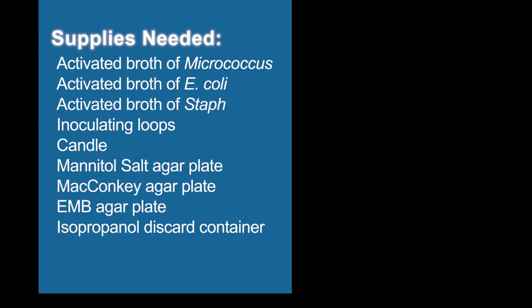And then you're going to need inoculating loops and candles, since you're going to be opening and closing glass tubes. We're going to be flaming the mouths of those tubes. And the 3 different types of media that you're going to be inoculating are McConkey agar plates, mannitol salt agar plates, and the EMB agar plates. So there are going to be 3 different plates that you're going to be incubating.